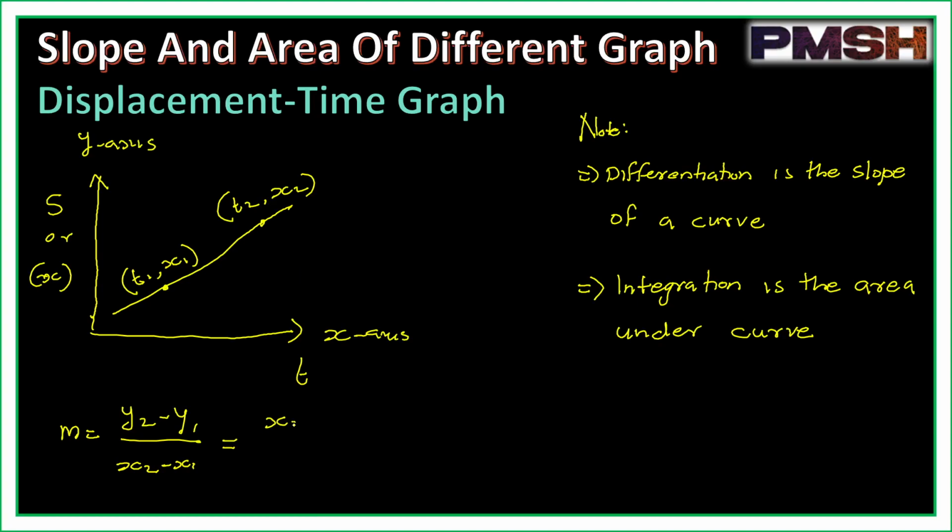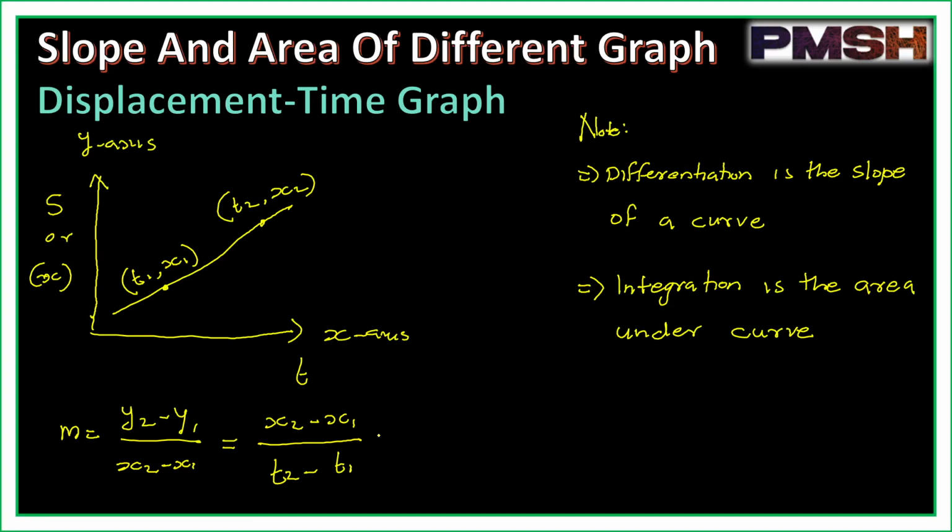That is here x2 minus x1, right? They are the y coordinates. X2 is the y coordinate for the second point and x1 is the y coordinate for the first point. So it will be x2 minus x1 divided by the difference of the x coordinate, that means t2 minus t1. Clear? T2 minus t1.